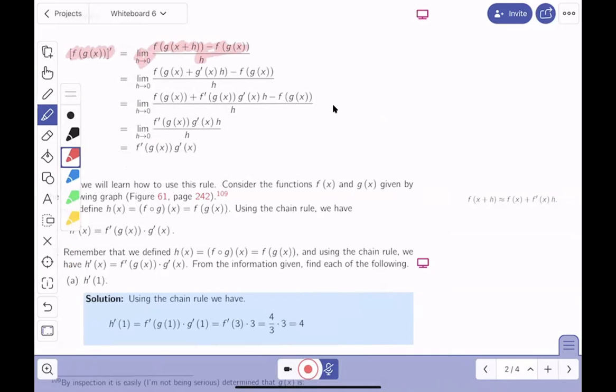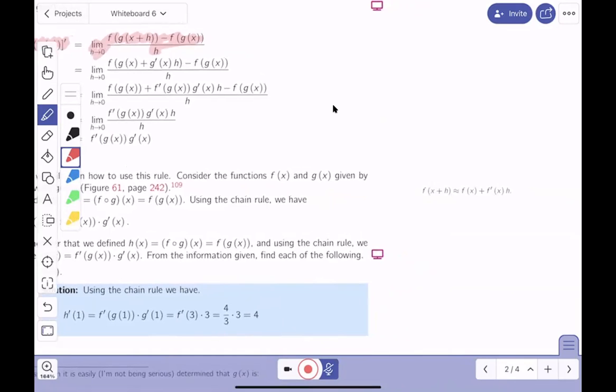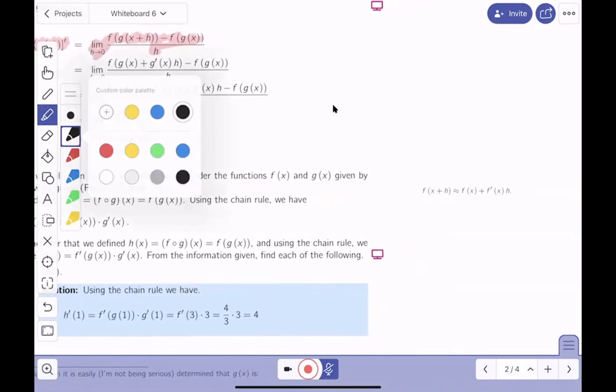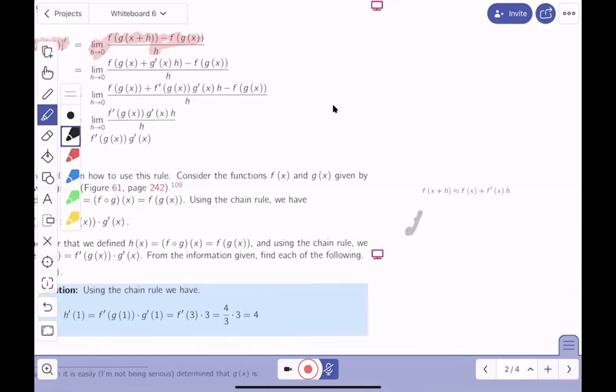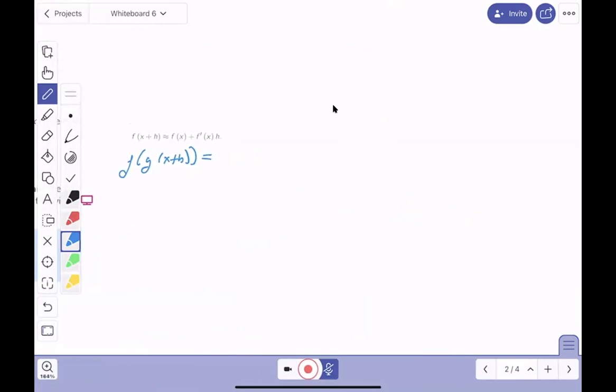That's not an issue for me. What's an issue for me is, can I get that f of g of x plus h? It's going to be tough for me, I'll be honest with you. I'll write it down for you. What I'm looking at is f of g of x plus h. And I want to see if I can start to expand that using a local linearization. And we'll go back to the notes in a second.